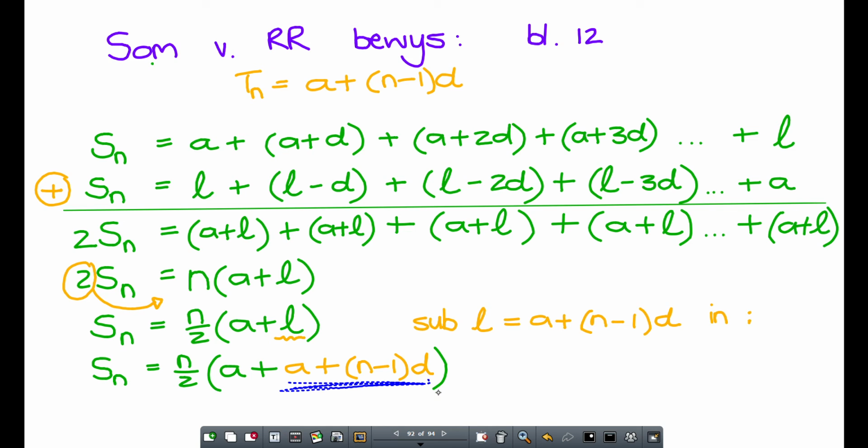Do you guys see it? Because now, what will this A plus A give me? 2A. Right. Okay, so I'm going to have the sum of N is equal to N over 2, and then A plus A will give me 2A plus N minus 1 D. And there it is done. Now it looks like what it should. You guys fine? I just want to write here just for the exam.